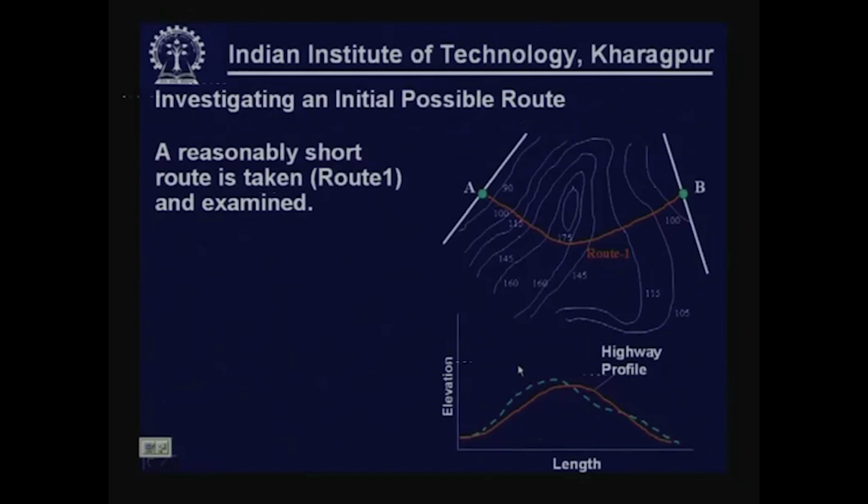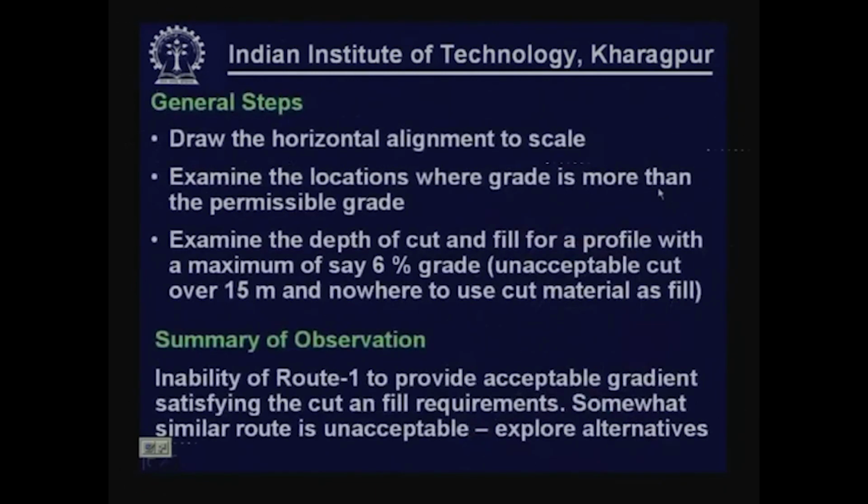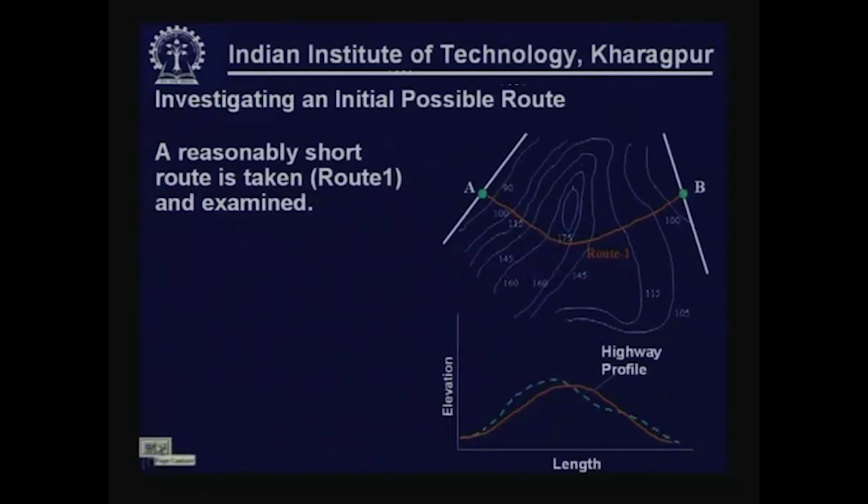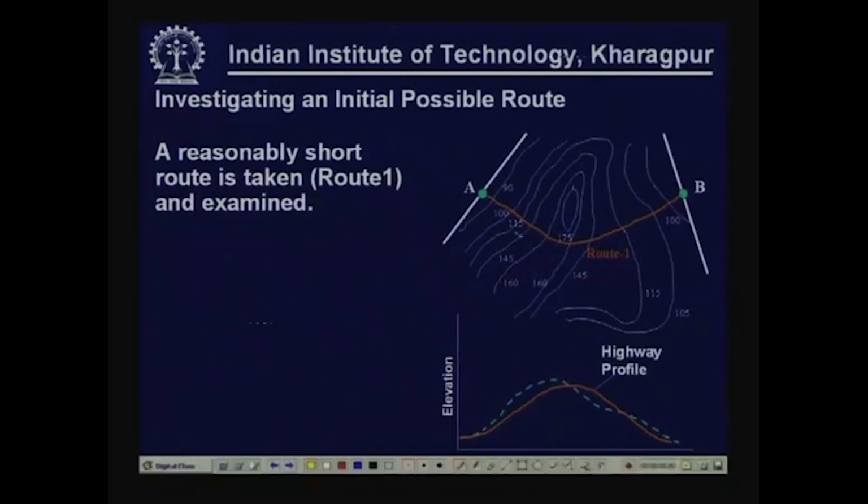It is clear from our past experience that if we want to connect it by a straight line, obviously that will not satisfy the requirement. That means we will have to encounter a much steeper slope, or we may require some ancillary structure. So, what do we take? We take a reasonably shorter route, say route 1. It is not exactly a straight line connecting these 2 points, but a reasonably shorter length defined as route 1.